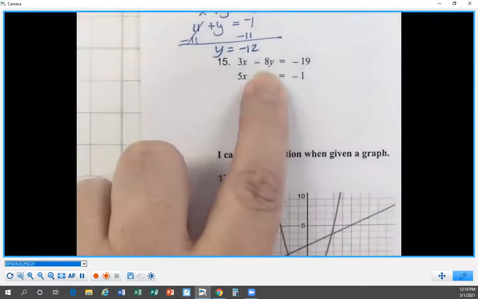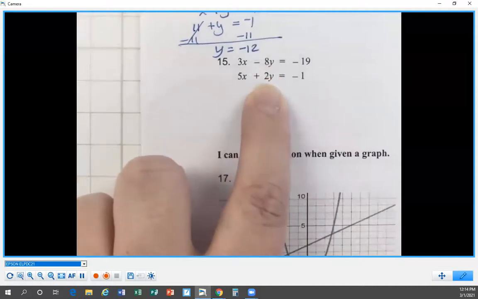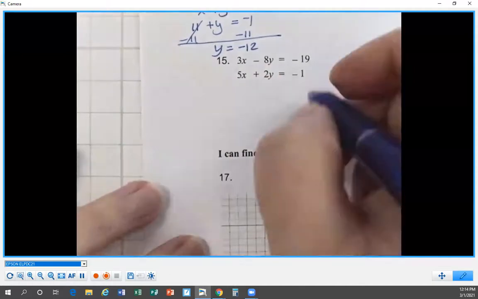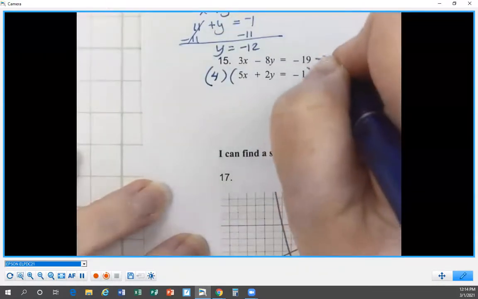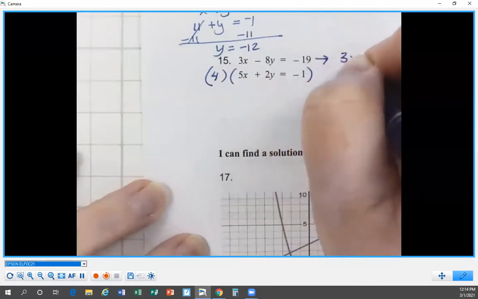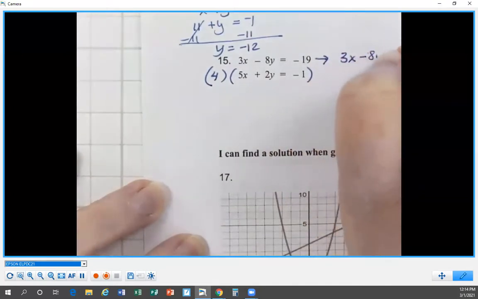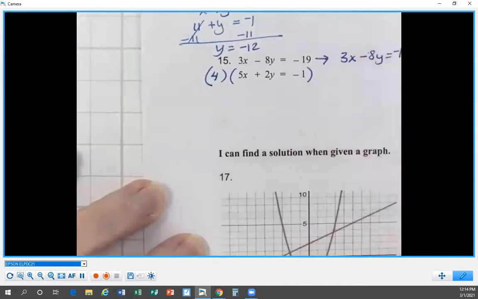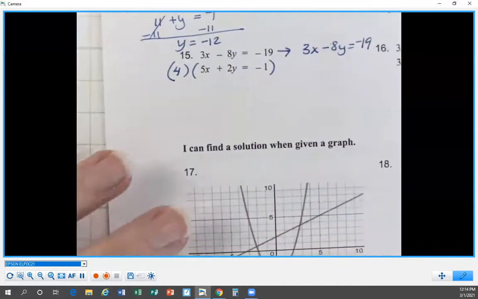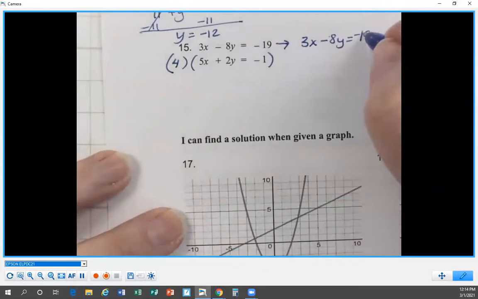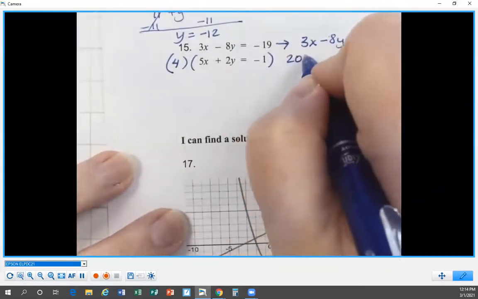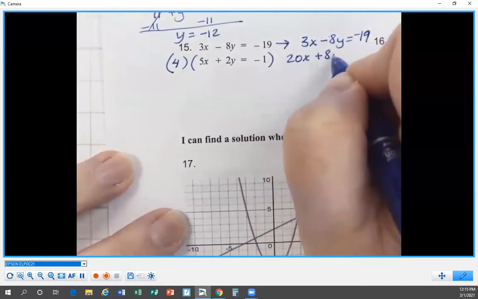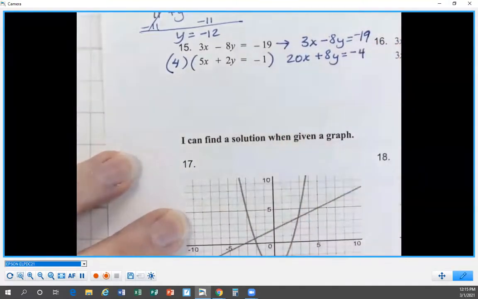This is already a negative 8y, so I want to make this a positive 8y, which means I'm multiplying my entire bottom equation by 4. The top equation, we're just bringing straight over, 3x minus 8y equals negative 19. The bottom equation, we're multiplying by 4, so we get 20x plus 8y equals negative 4.